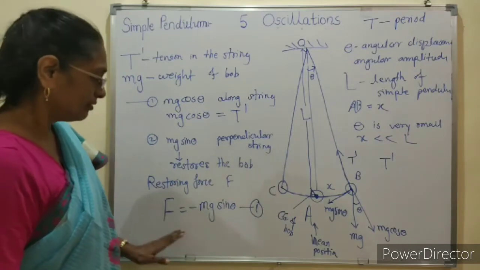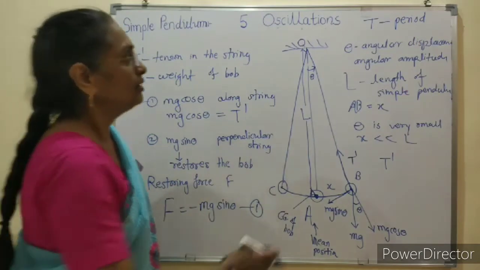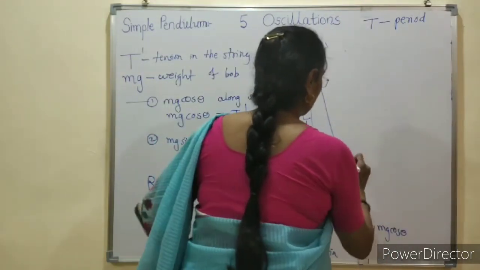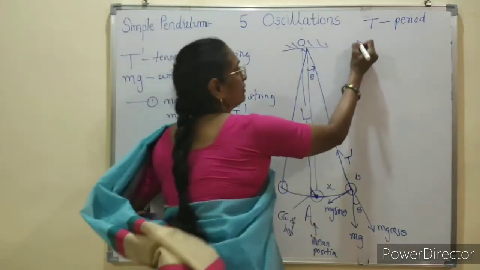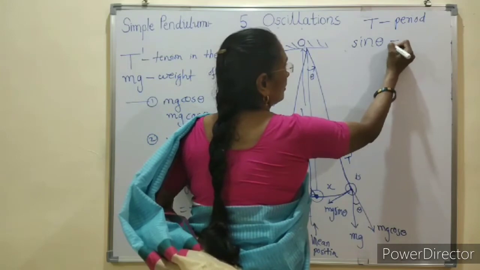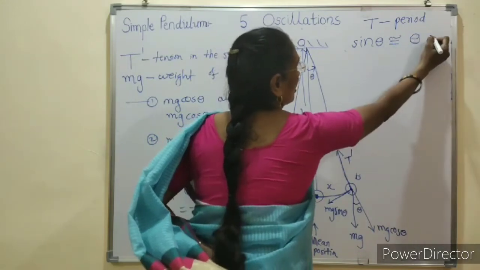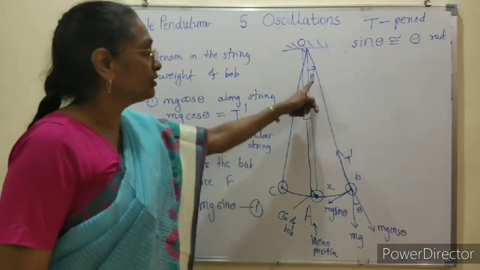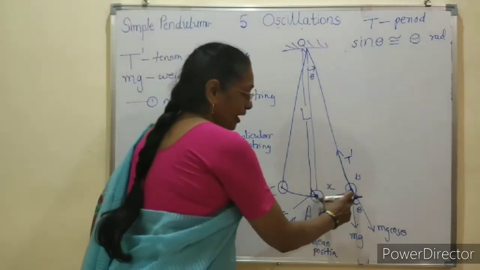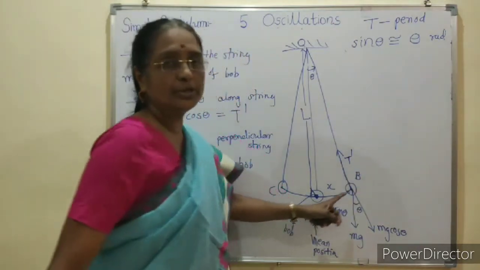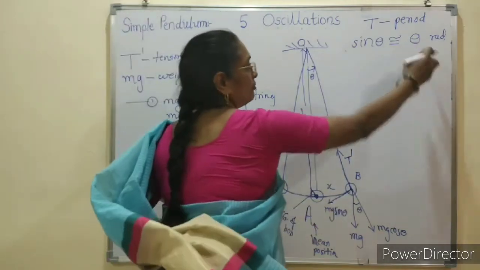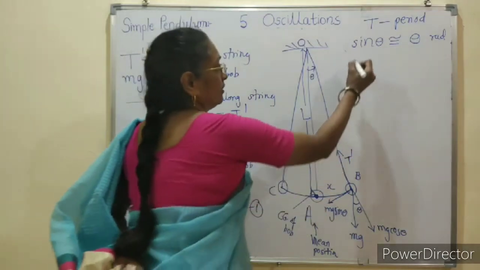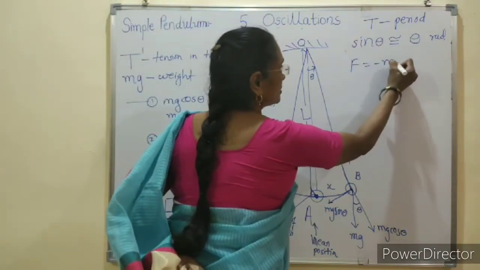From this equation, we have to further write some steps. Here we take sin theta is equal to theta in radian, because this angular amplitude is very small that we have assumed. Our amplitude of S.H.M. is also very small. Therefore, sin theta can be equal to theta. We can take here F is equal to minus mg into theta.